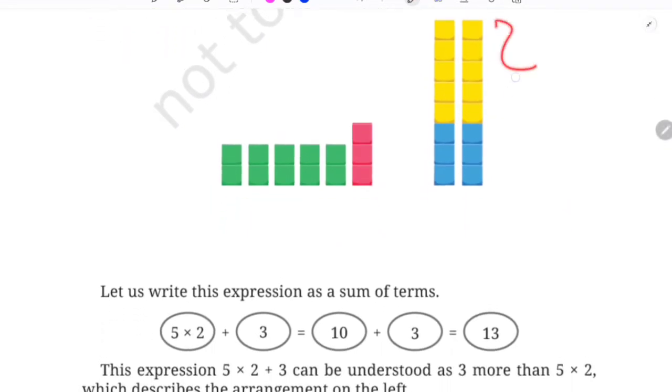Whereas if you see here, this is different. This is 10 plus 3, 13. 5 multiplied by 2 is 10, and this one is 10 plus 3. So both answers are the same here, but how can we write 5 multiplied by 2 plus 3? We can do it this way.